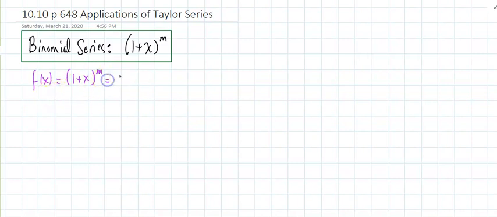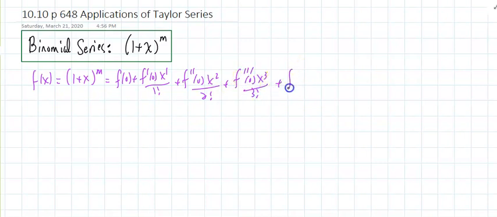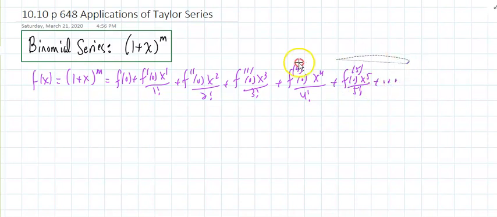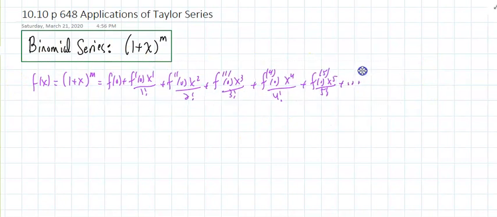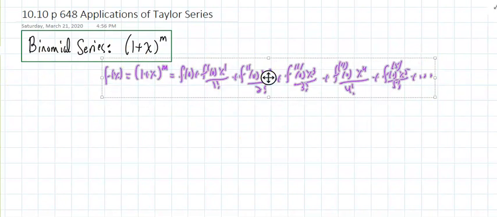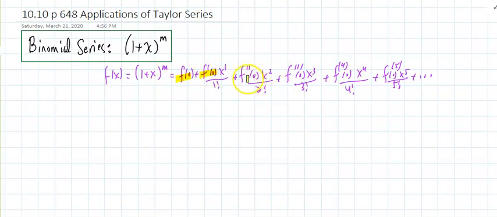So this is going to be what? f of 0 plus f prime of 0 times x to the 1 over 1 factorial, plus f double prime of 0 times x squared over 2 factorial, plus f triple prime of 0 times x cubed over 3 factorial. Maybe a couple more just to be confident of what this is. And there it is. This goes on. So what I need is to find those derivatives and evaluate them at 0. I need to find what f of 0 is, what f prime of 0 is.